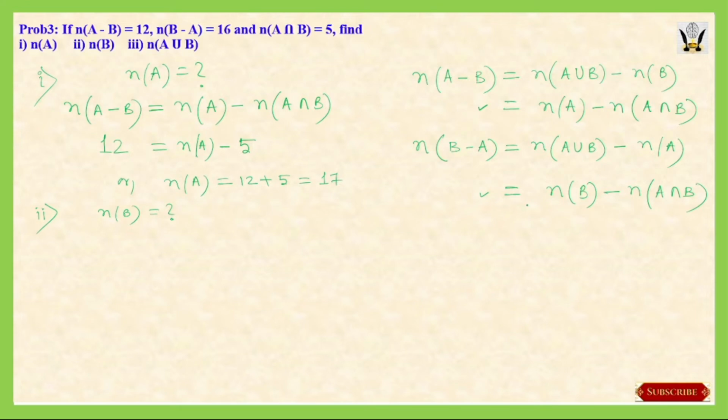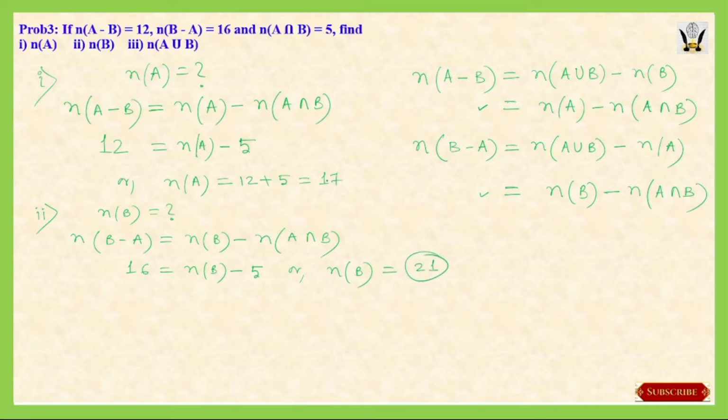Now the second problem sum says that we have to find n of B, and for that the approach will be the same. Here n of B we can find from this second relationship. So n of B minus A is given in the problem sum, which is 16. n of B we have to find, and n of this intersection operation is given, which is 5. So here n of B will be 16 plus 5, which will be equal to 21. So these two values we have obtained.